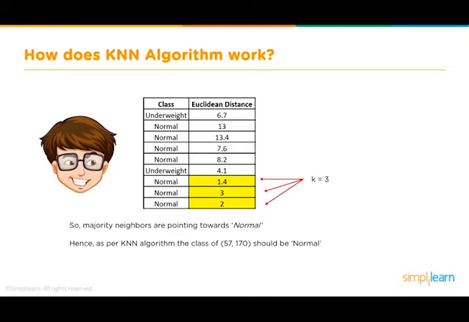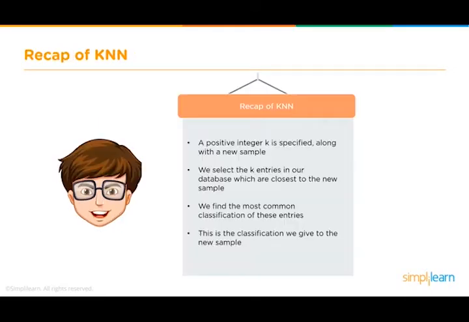Hence, as per KNN algorithm, the class of 57,170 should be normal. So a recap of KNN. A positive integer k is specified along with a new sample. We select the k entries in our database which are closest to the new sample. We find the most common classification of these entries. This is the classification we give to the new sample.